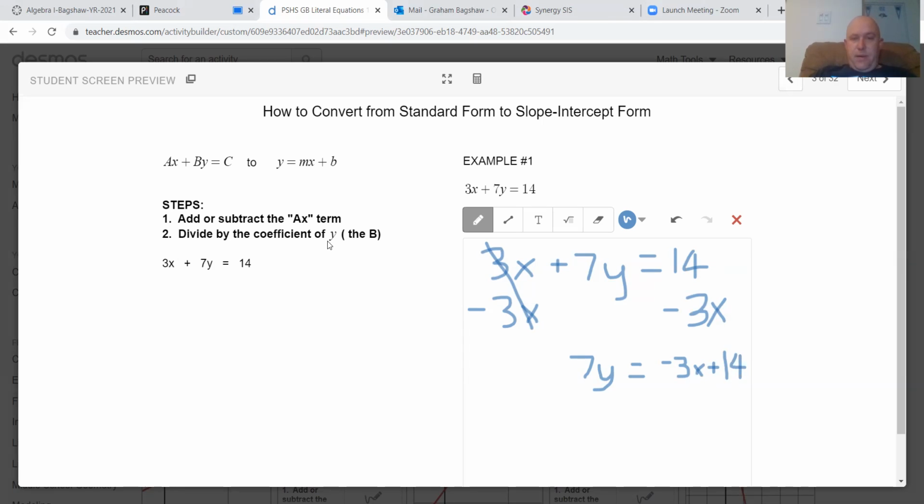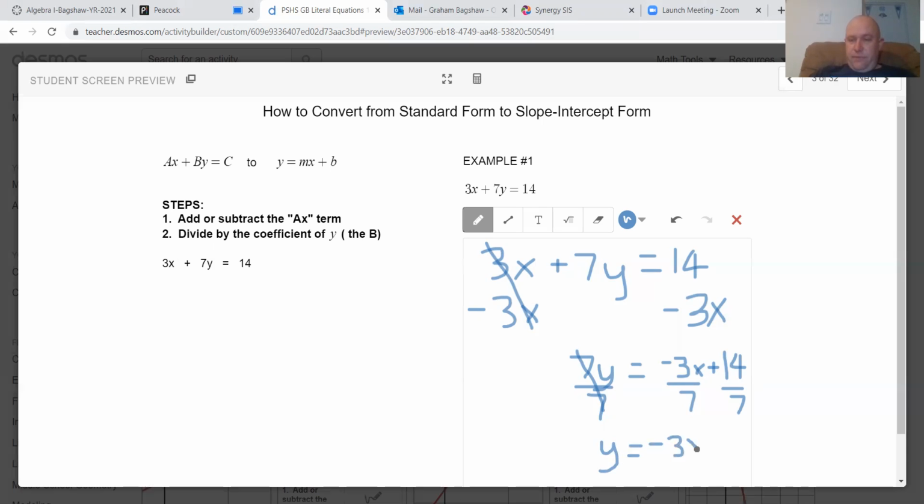Step 2 says divide by the coefficient of y. That's the number of y's, so in this case, 7. I don't really want 7y. I just want y by itself. So we divide each of the terms by 7. As long as we do it on both sides, it doesn't change the equation at all. 7 divided by 7 is 1, so we just get left with y. And then we can go ahead and simplify this.